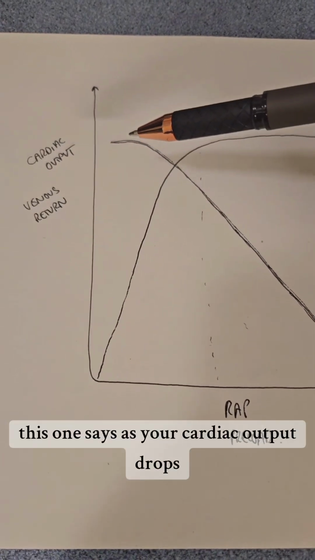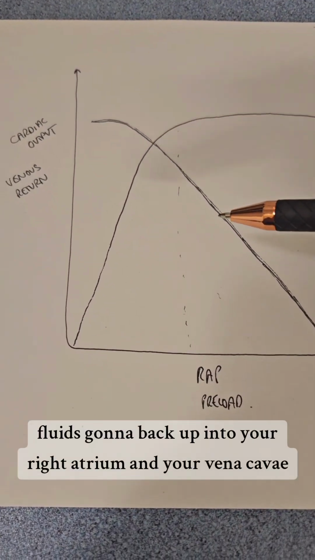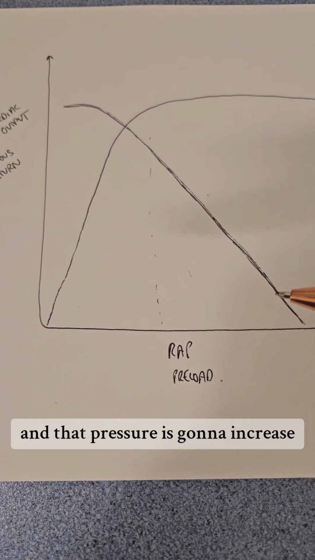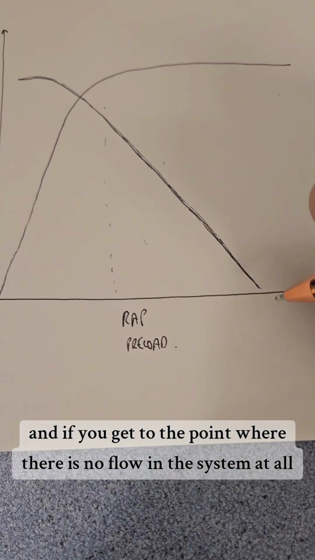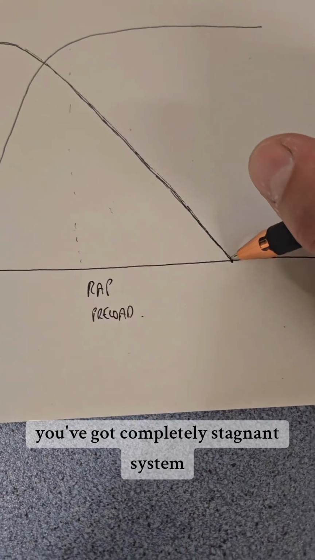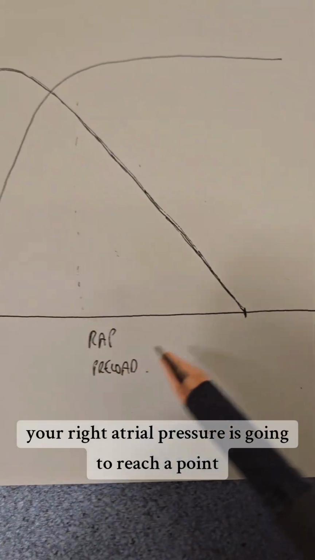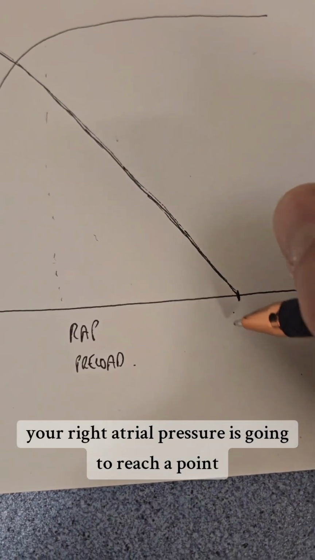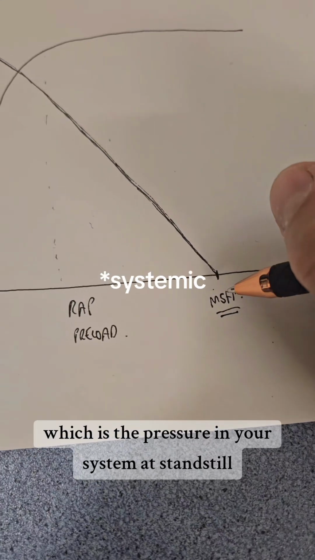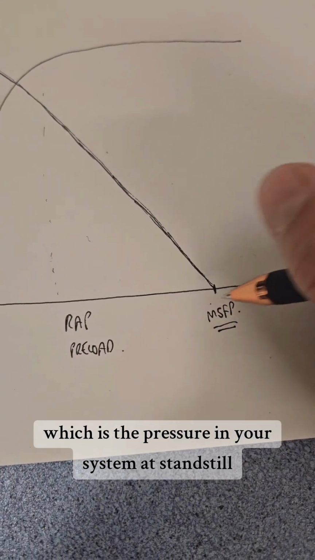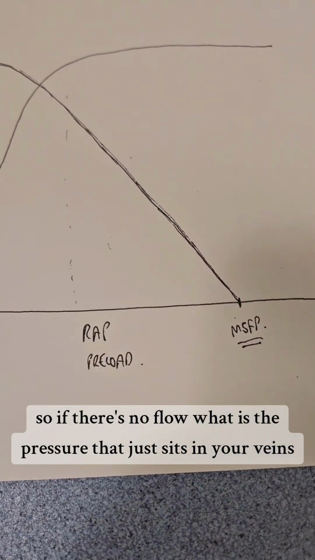This one says, as your cardiac output drops, fluid's going to back up into your right atrium and your vena cava, and that pressure's going to increase. And if you get to the point where there is no flow in the system at all, you've got a completely stagnant system. Once your flow, your cardiac output, hits zero, your right atrial pressure is going to reach a point, and this is your mean systolic filling pressure, which is the pressure in your system at standstill. So if there's no flow, what is the pressure that just sits in your veins?